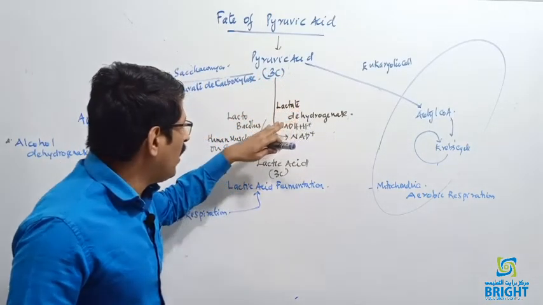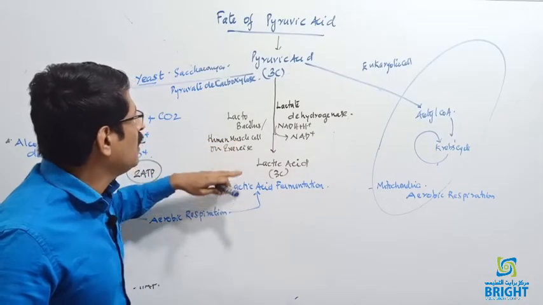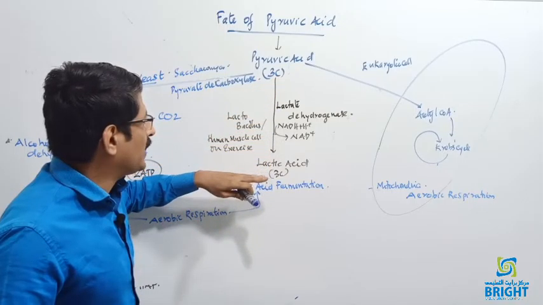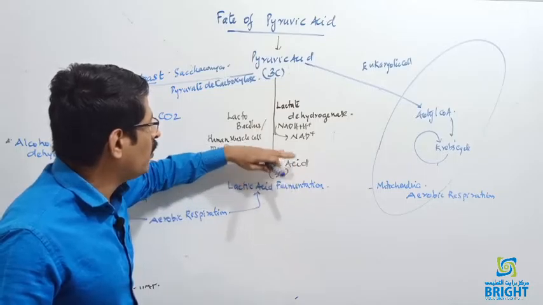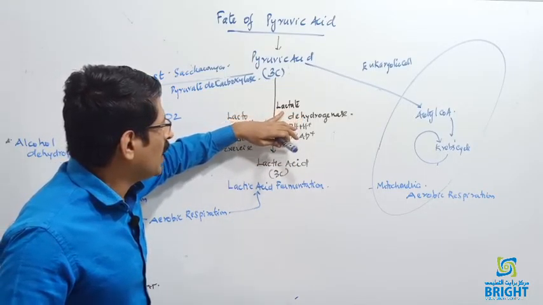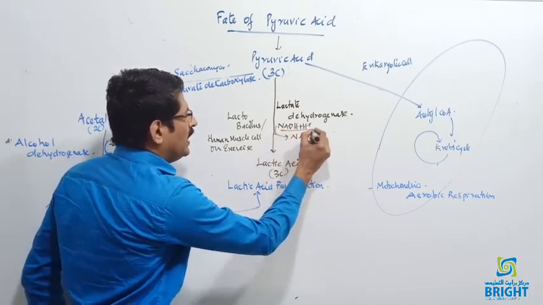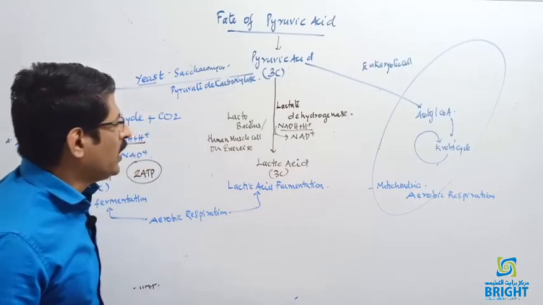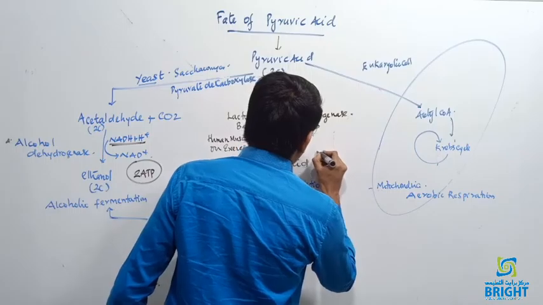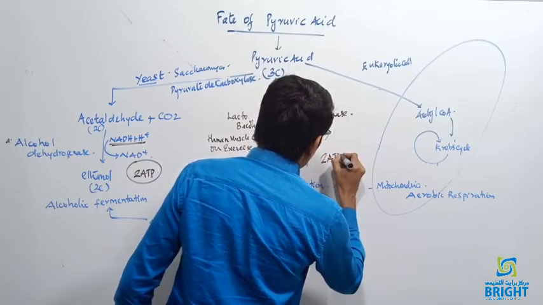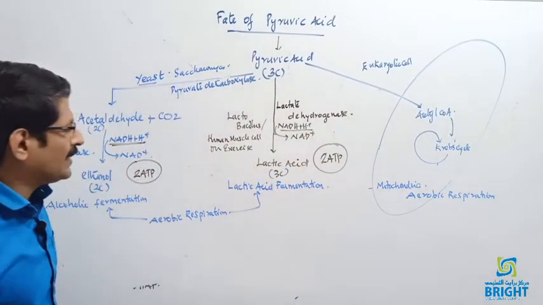And in the case of Lactobacillus, the bacteria, and also human muscle cells on exercise, the pyruvic acid will be converted into lactic acid. Pyruvic acid is a 3-carbon compound and lactic acid is also a 3-carbon compound, and it is mediated by the enzyme lactate dehydrogenase. And here also 1 molecule of NADH plus H plus is converted into NAD plus, and that reducing power is utilized. Here also the net gain is 2 ATP molecules, and this is called lactic acid fermentation.